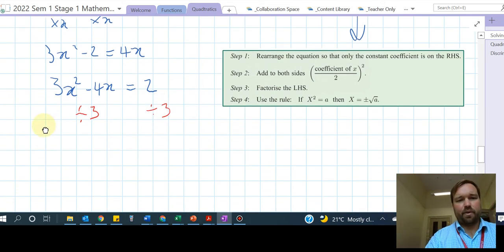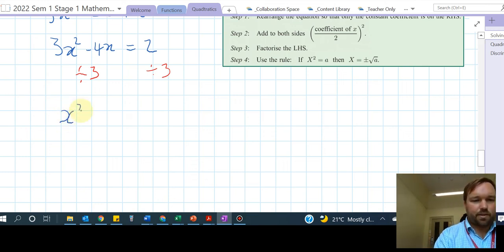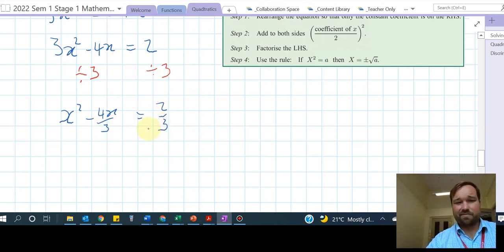And you're like, but 3 doesn't go into lots of stuff. You're right, it doesn't, it's not going to be pretty. 3x squared divided by 3 is x squared. That's what we want and need. Then we have minus 4x on 3, and then we have 2 on 3. It's a bit ugly, but it's still going to work. So what do we do now?